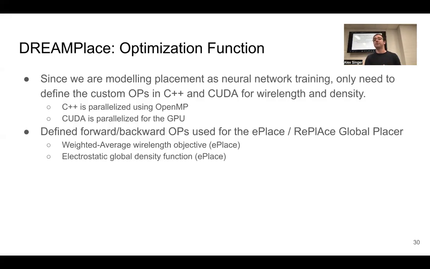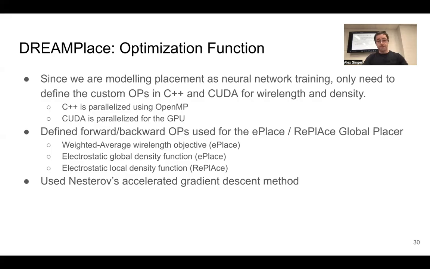Again, this is basically just a fast Fourier transform. They also parallelized this on GPU. You can see the papers for the algorithms of how they parallelize this on GPU. I'm skipping that for now because it's mainly the same algorithm as before, just with some tricks. And for RePlAce, they added an electrostatic local density function, which they also implemented on GPU. And then finally, Nesterov's gradient descent method already existed in PyTorch, so they can make use of the Nesterov's method found within. So yeah, that's all they did.